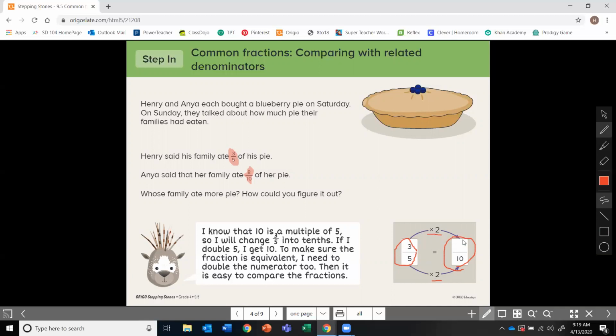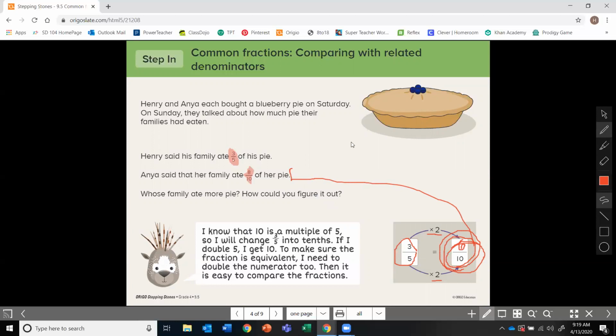So 3 times 2 is 6. That gives us a new numerator. And 5 times 2 is 10. Now, in order to compare these two fractions, you have to take the 6/10 of Henry's and compare it to Anna's 8/10. Now, as you can see, they have the same denominator.